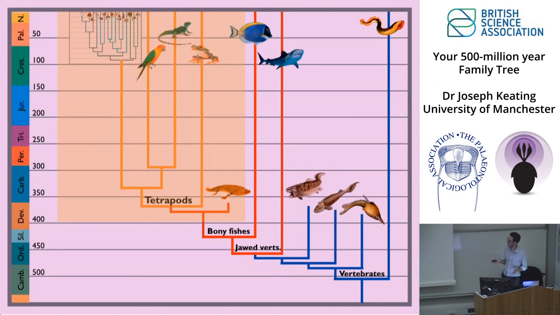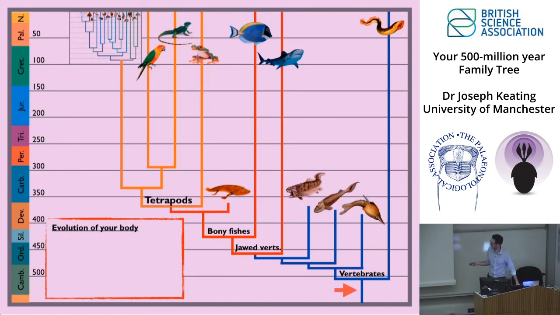So back here, our common ancestor with lampreys and hagfish, about 500 million years ago. Our ancestor had a heart, a brain, and a liver. As we move up the tree, our ancestor with heterostracans had a skeleton made of bone and dentine. Further up, our common ancestor with osteostracans had pectoral fins, these front fins that would become our arms. Moving up again, placoderms have jaws and teeth and the pelvic fins, the back fins.